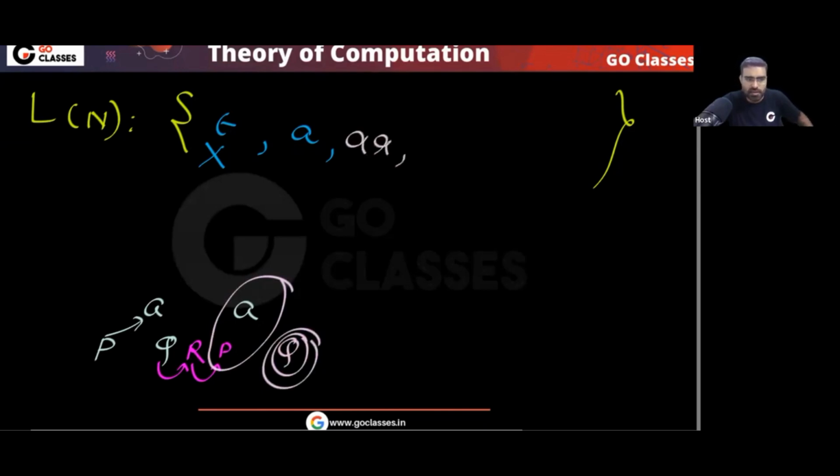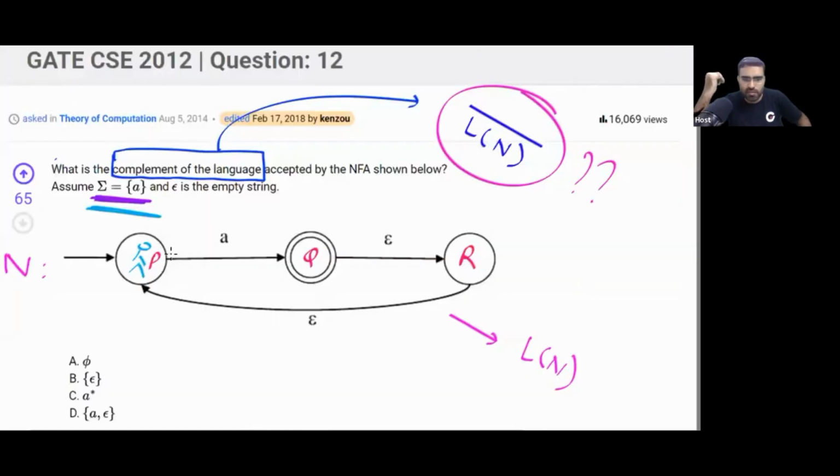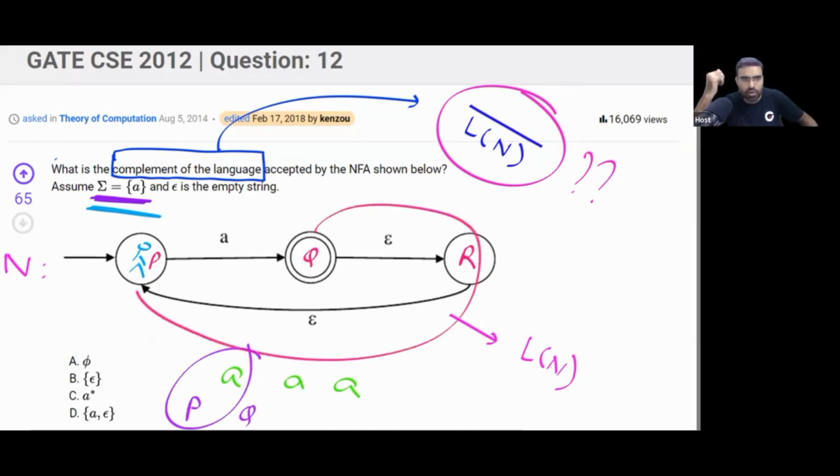Is this point clear? Now, is triple A accepted? Yes. See what you can do. First, you will read this A and you will go to Q. Now, from this Q, for free, you can go to P, without reading any symbol.